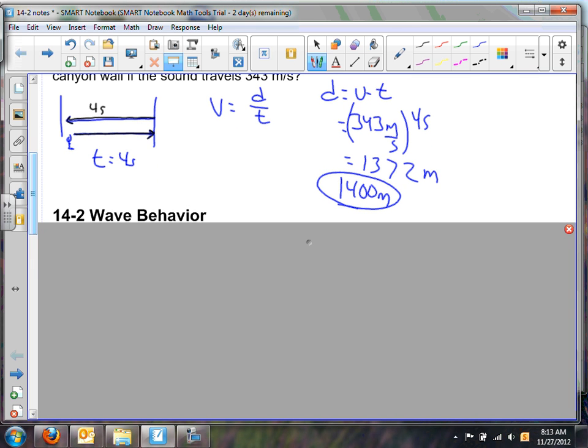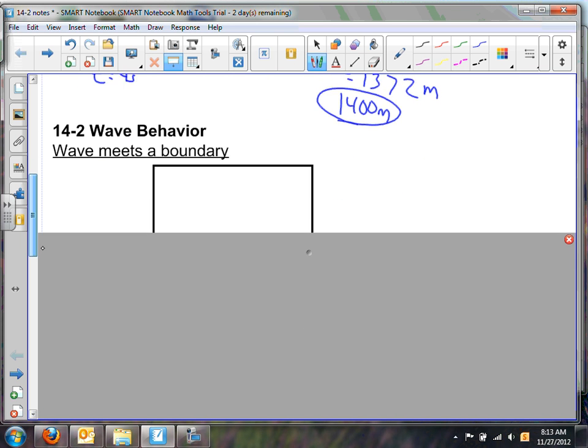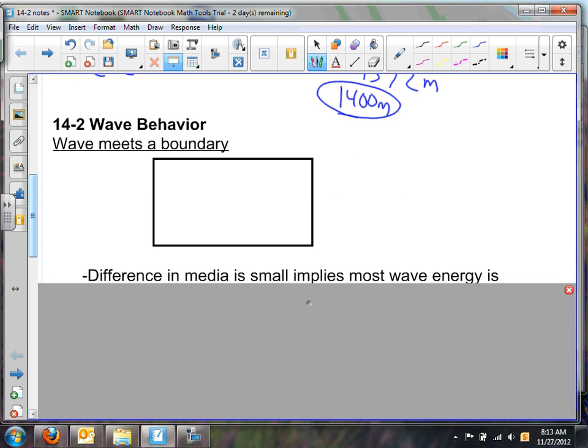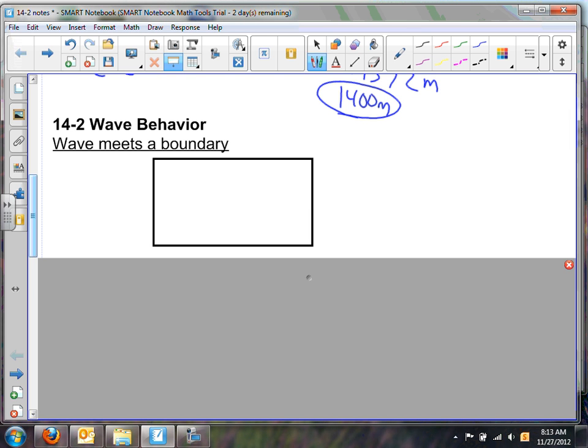All right, wave behavior. What happens when a wave meets a boundary? Well, we can draw a wave coming towards a boundary. We get something like this, and that is called the incident wave, because it is incident upon the boundary. It's coming towards or going into the boundary. And maybe this is air on the left, and you're going into glass or into water or some other medium. But you got a boundary there.